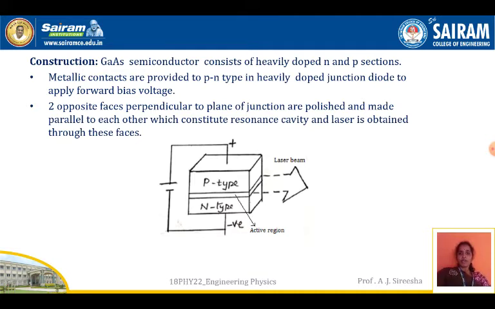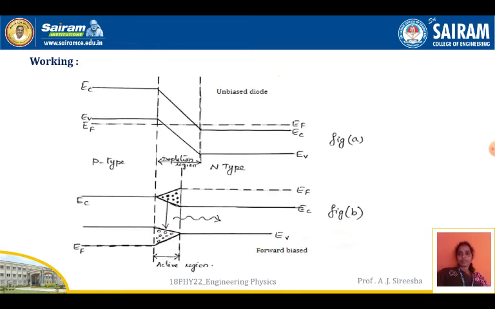Now, we will see the working of a semiconductor laser. This is the energy band diagram, where you can see in an unbiased diode the P-type is towards the left-hand side and the N-type is towards the right-hand side. In the unbiased diode, in figure A, you can see the uppermost part is EV and below EV is EF in the P-type. In the upper diagram, you can see the Fermi energy level is just below EV. That means the Fermi energy level lies in the valence band of a P-type semiconductor in an unbiased diode.